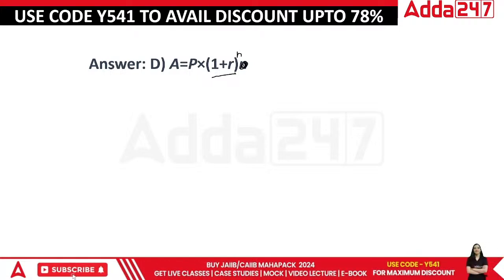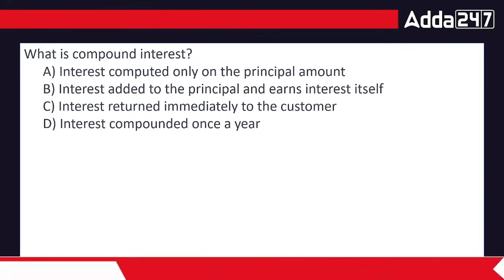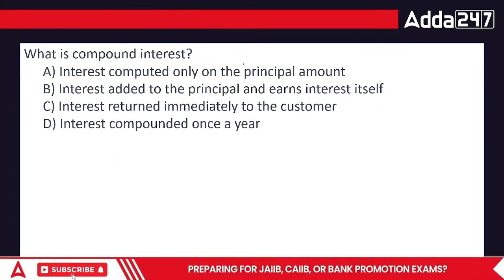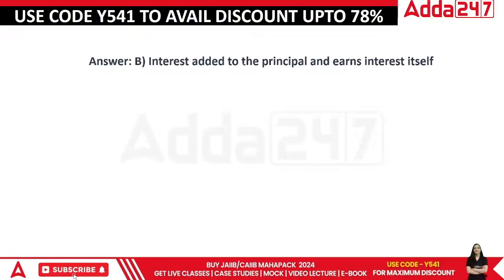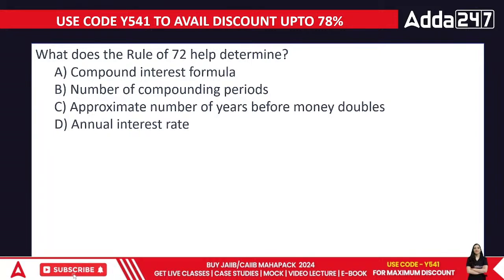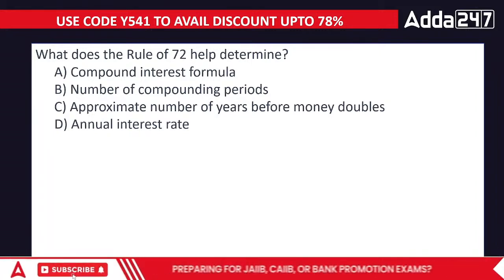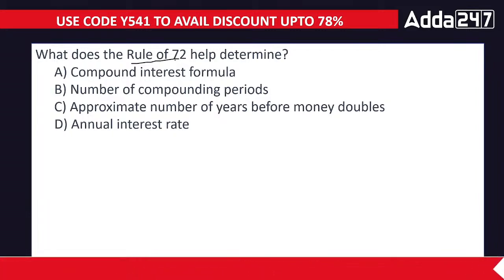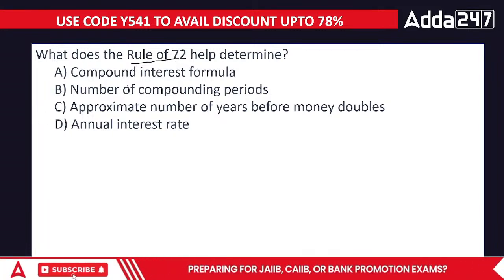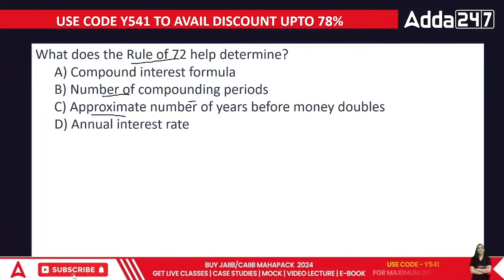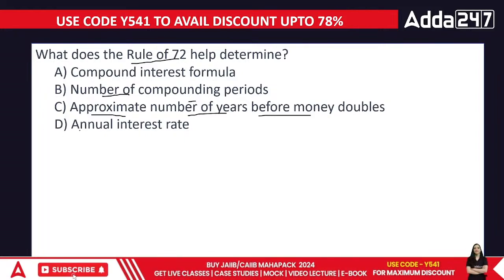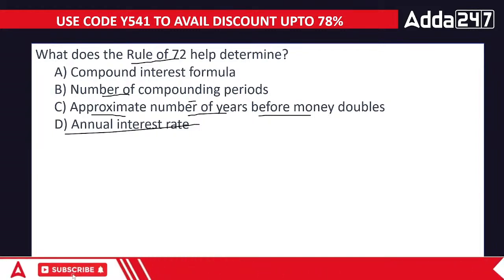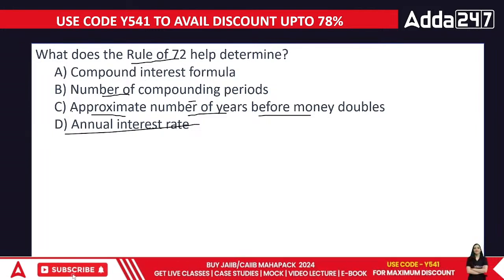Okay. Now comes the next point. We're done with this question, interest added to the principal interest. Acha, what do you mean by Rule 72? Rule 72 is quite interesting, everyone. Why do I say it's quite interesting? Because Rule 72 talks about... Chalo, first of all, let's answer and then I'll let you know about it. Compound interest formula, or number of compounding periods, approximate number of years before the money doubles, or annual interest rates. In terms of Rule 72, everyone, the Rule 72 can be stated as C.